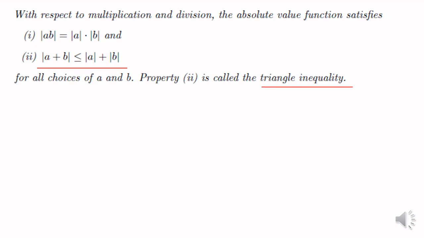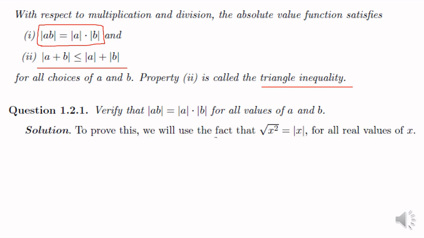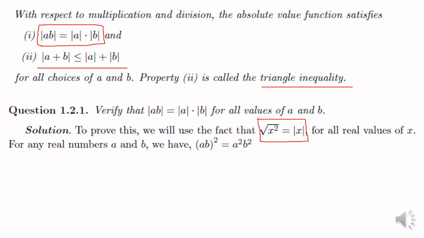Now we shall see some questions. The first question being, verify that modulus of AB is equal to modulus A into modulus B for all values of A and B. That is the first property here. And to prove this property, we use the fact that square root of x square is equal to modulus x for all real values of x. Now for any real numbers, we have AB the whole square is equal to A square into B square. That is a property of exponents.